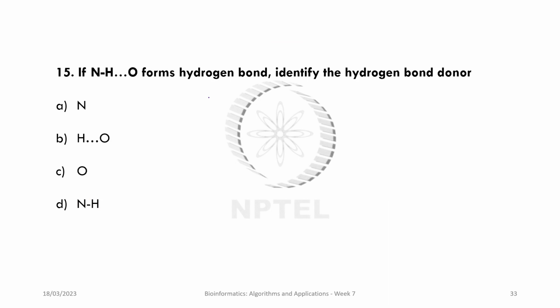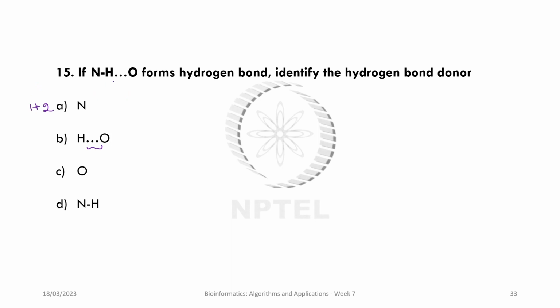Question 15. If NH bonding with O forms a hydrogen bond, identify the hydrogen bond donor. Is it N, H bound to O, or O, or NH? This is a hydrogen bond interaction. Vijayanta and Ashira go with A. So does Bala.